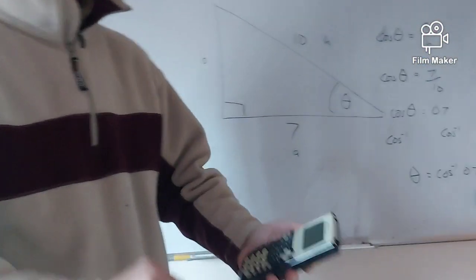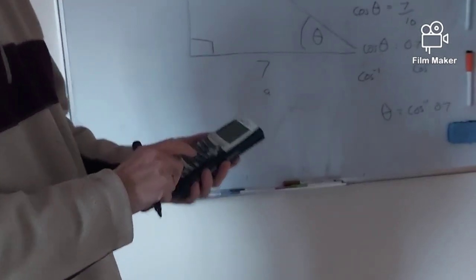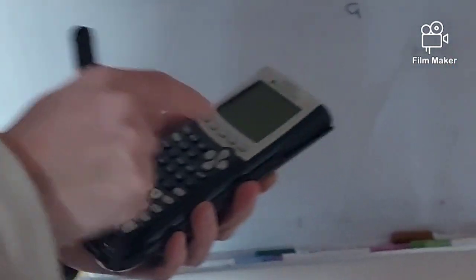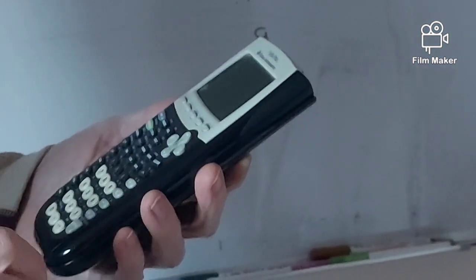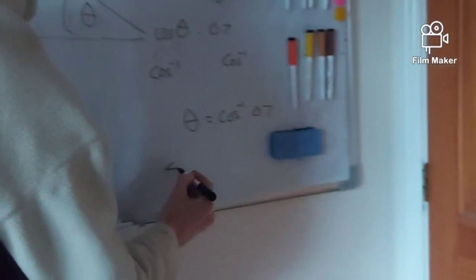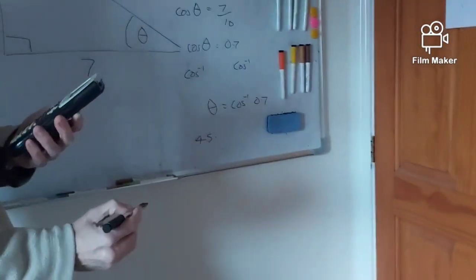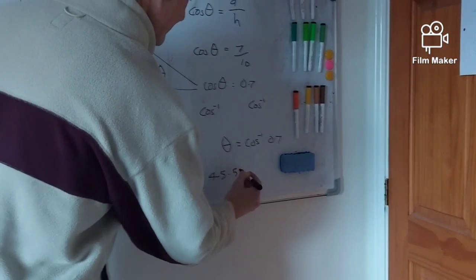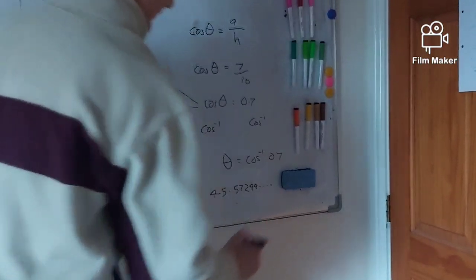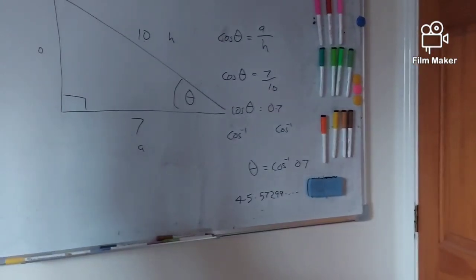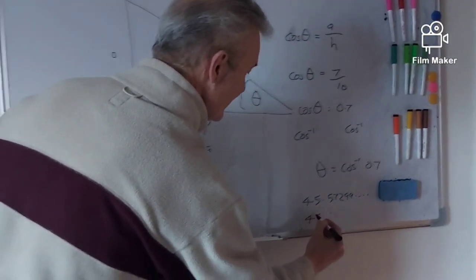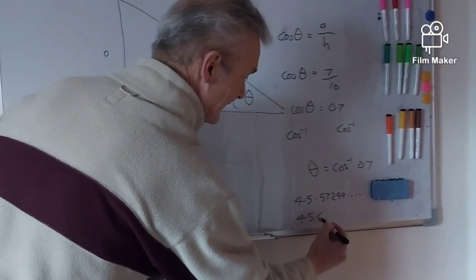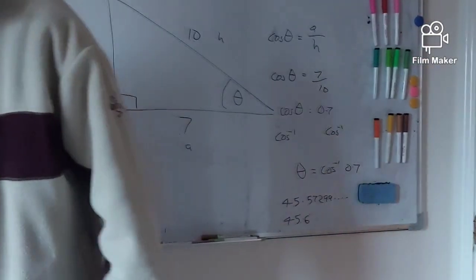Right, now that I've found my calculator, we can do this sum. So as I say, you want second function on your calculator, then you want to press cosine. So I've done that, and I've put in 0.7, and that gives me an answer of 45.5729, and so on. So usually we're going to give this to a certain degree of accuracy. Let's just say 1 decimal place in this case. So I'm going to put 45.6. Okay, so that question is done.